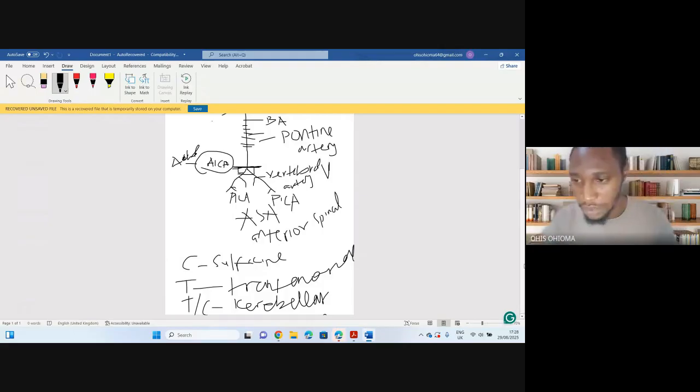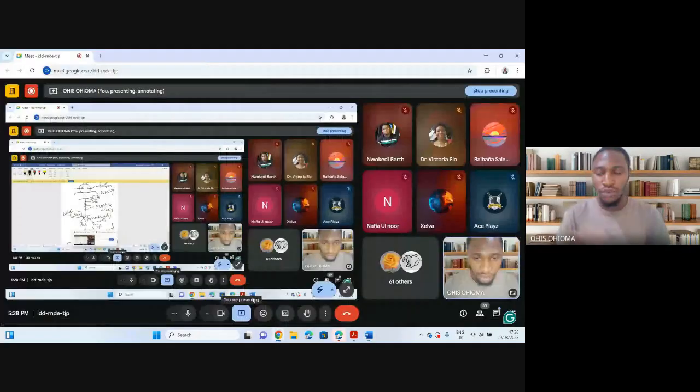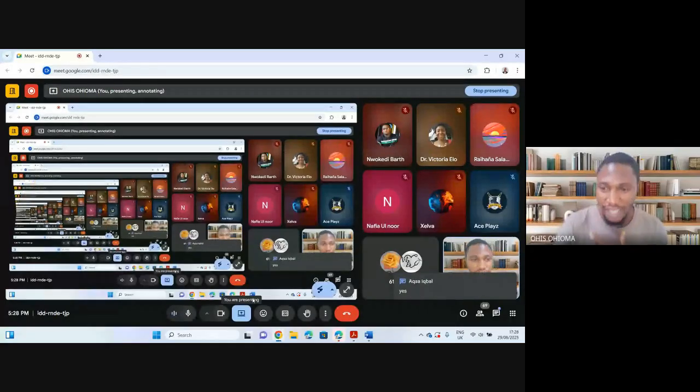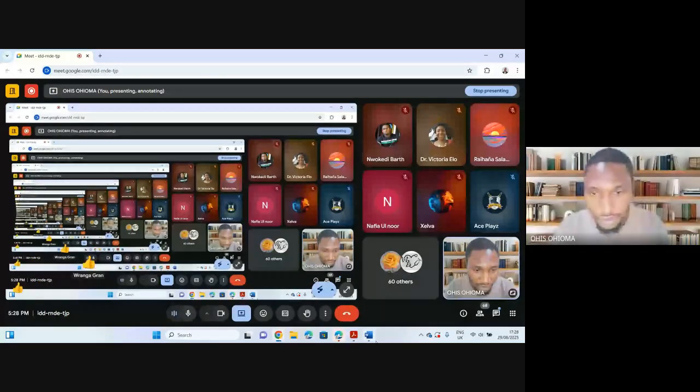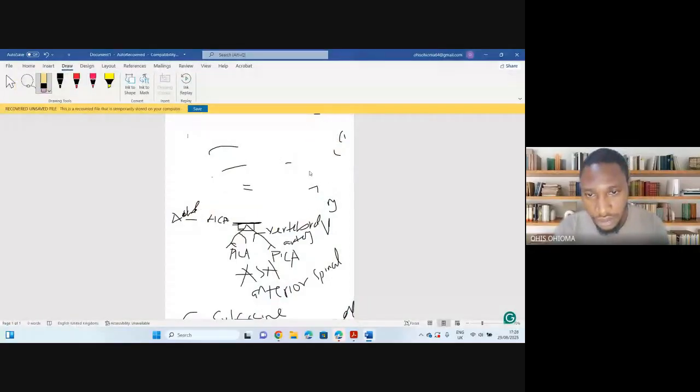Let me clean this. But before I clean this, did you guys get this circle of Willis? Did you get how I drew it? Can you draw it on your own? If you're at home, you can practice it and practice it, and then you get it. And then I want to clean it. That's why I'm asking. So I'm cleaning this up.